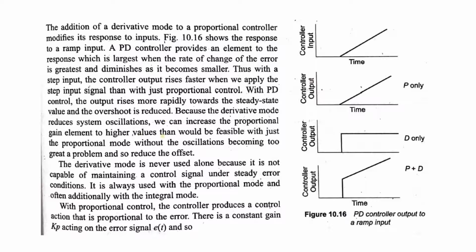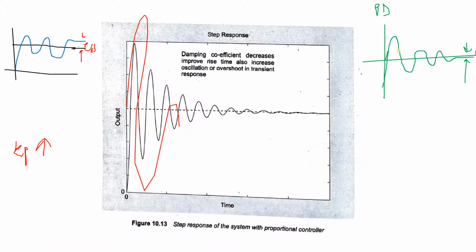This is the operation of a PD controller. So with the PD controller, the output rises more rapidly towards the steady state value, and the overshoot is reduced. Because the derivative mode reduces the system oscillations, we can increase the proportional gain element to higher values. But what will happen with this higher value? If you increase it to a much higher value, it will stabilize faster, but the total error is always there.